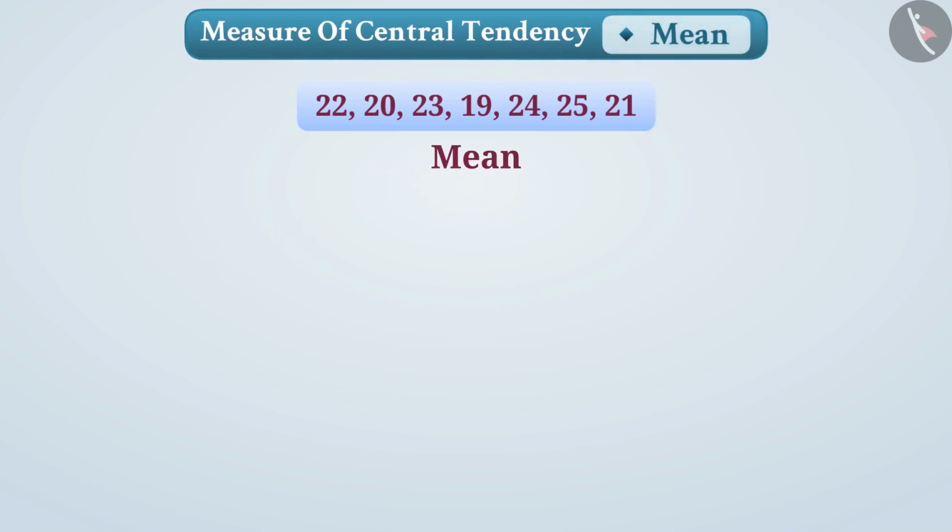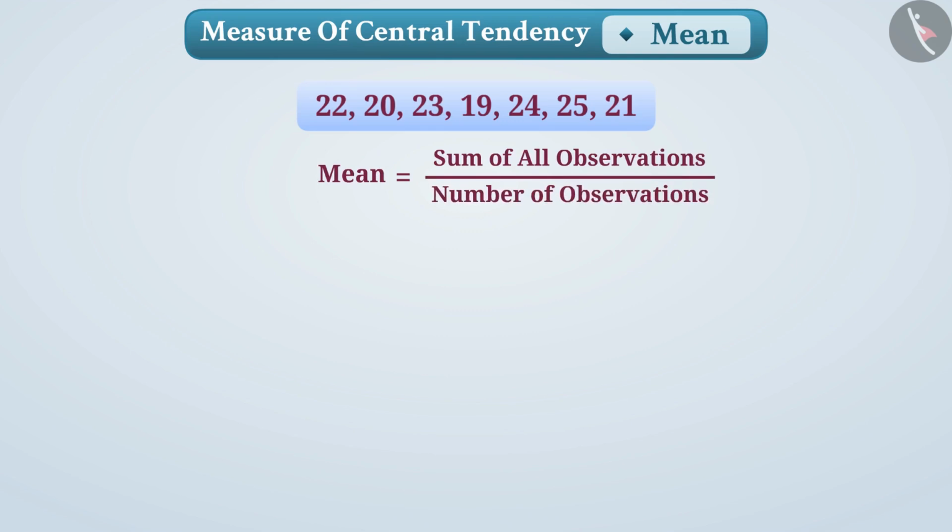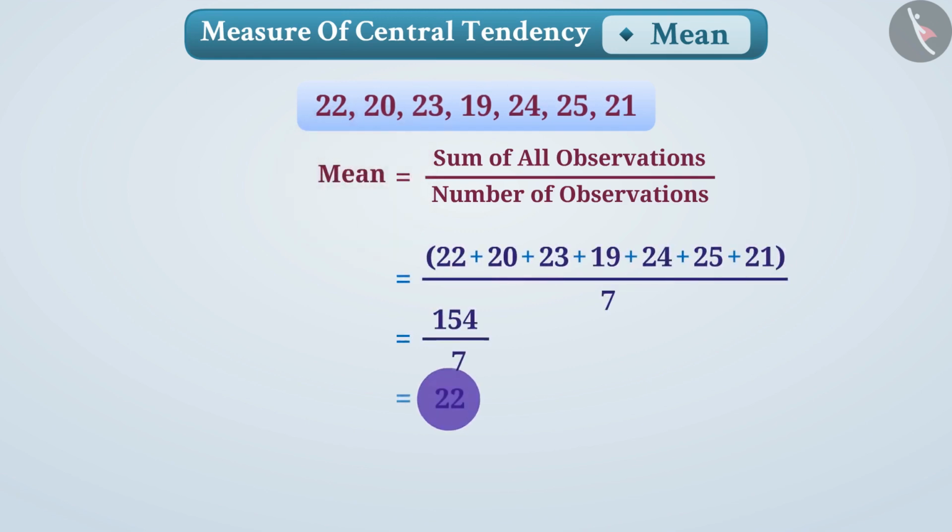We usually know the mean by the name of average. It is also called arithmetic mean. The mean of observations of a group is the number obtained by dividing the sum of all observations by the number of observations. For example, the mean of the given data is 22. We represent mean as x bar and read it as x bar.